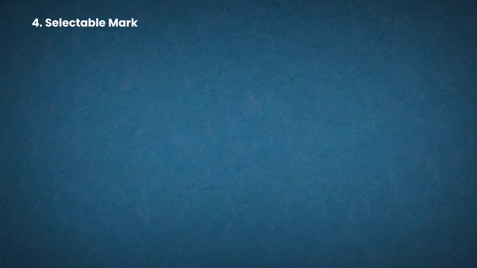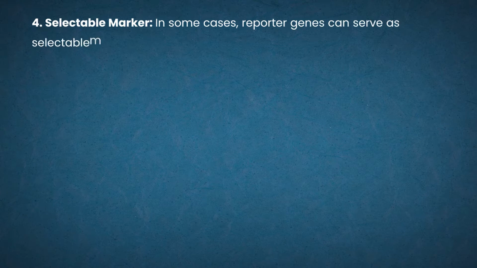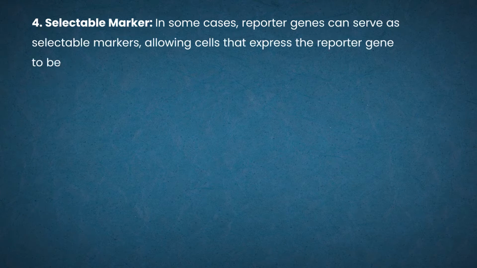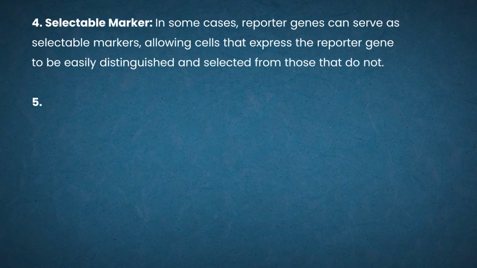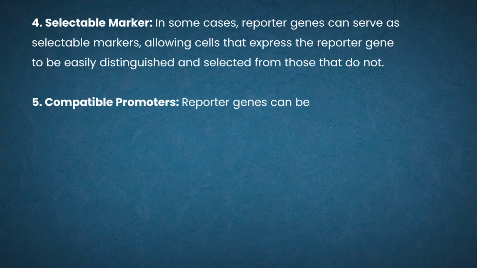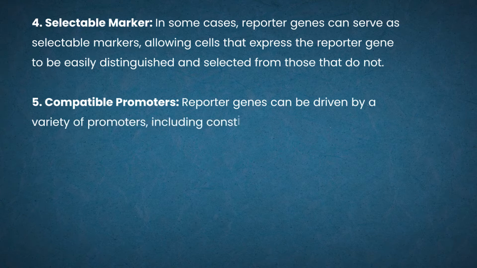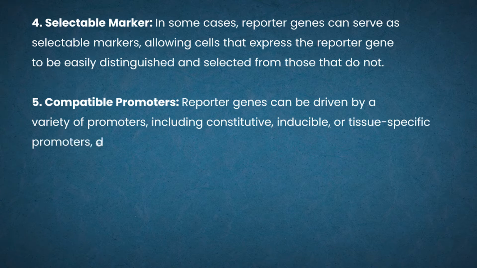Next is selectable marker. In some cases, a reporter gene can serve as a selectable marker, allowing cells that express the reporter gene to be easily distinguished and selected from those that do not have that particular gene. Next is compatible promoters. A reporter gene can be driven by a variety of promoters, including constitutive, inducible or tissue specific promoters, depending on the experimental goal that has been set.